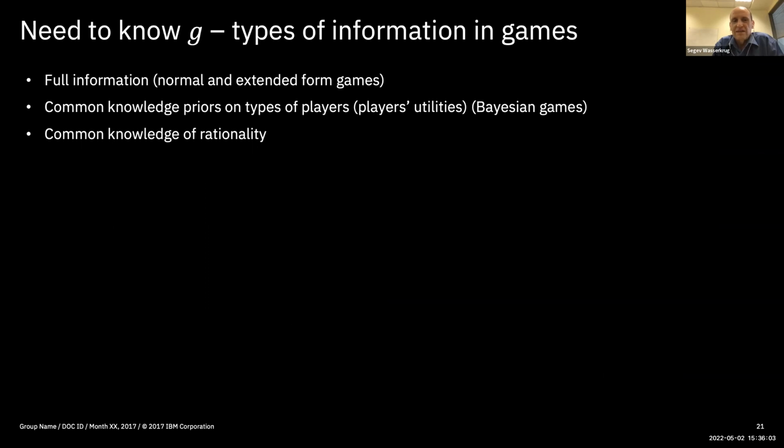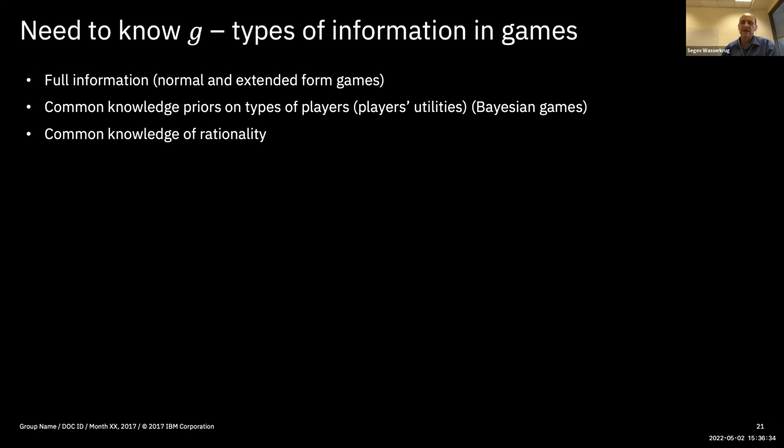Another issue is that we need to know G. We need to be able to model G, this model of how our decisions impact other decisions. So let's look at the types of information in games. We have full information for normal and extensive form games. We have common knowledge priors on types of players, which is assumed in Bayesian games. We have maybe an even less restricted one, which is common knowledge of rationality.